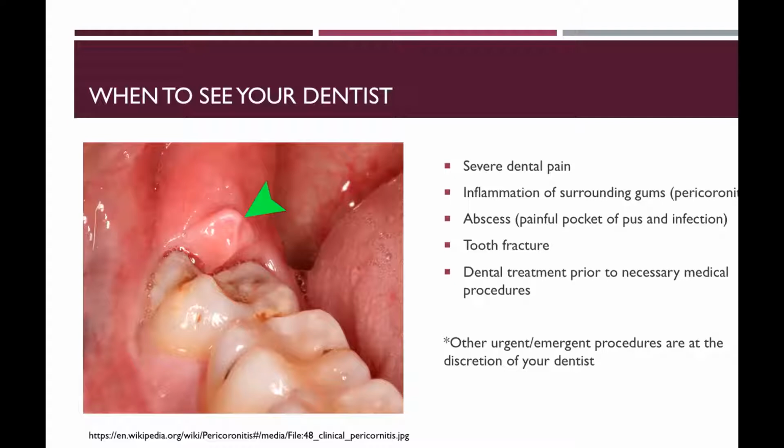So things like severe dental pain, inflammation around or surrounding the gums, an abscess. So if you have a painful pocket where you think it's almost like pus or an infection and you have a fever associated with it, if you have a tooth fracture, and sometimes dental treatments might be necessary prior to certain medical procedures, for example, like replacements of heart valves. Any other emergent or urgent procedures, you should talk to your dentist. And ideally, if you're able to see your dentist every 6 months, that would be the goal.